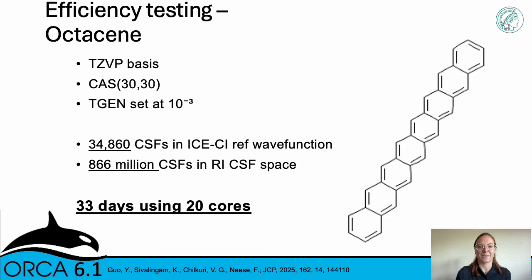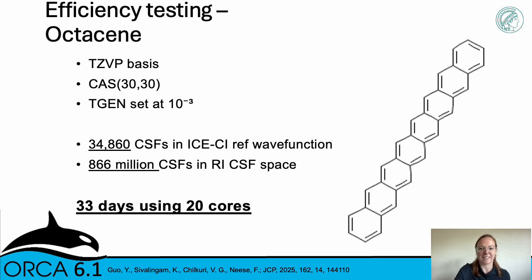So going further into some efficiency testing, we looked at the octacene molecule using a TZVP basis and a CAS(30,30) active space, so 30 electrons in 30 orbitals. They set TGen at 10 times 10 to the negative 3, and with this, they computed about 35,000 CSFs in the ICE CI reference wave function and about 866 million CSFs in the RI CSF space. Now, this calculation took about 33 days using 20 cores, which is a fantastic feat for how large this active space is and how many CSFs were computed in this calculation.